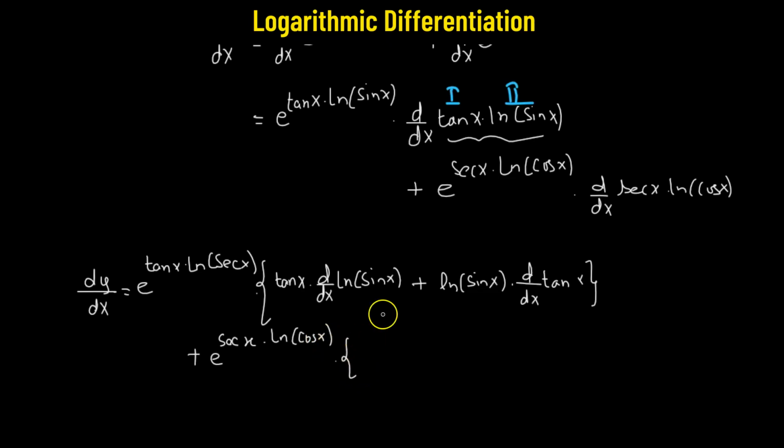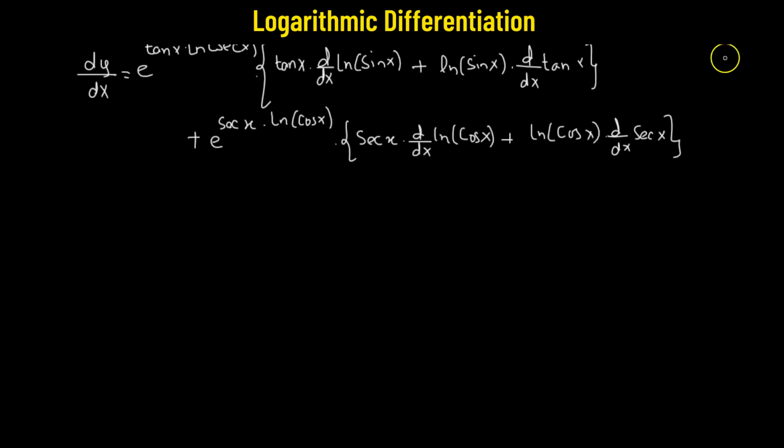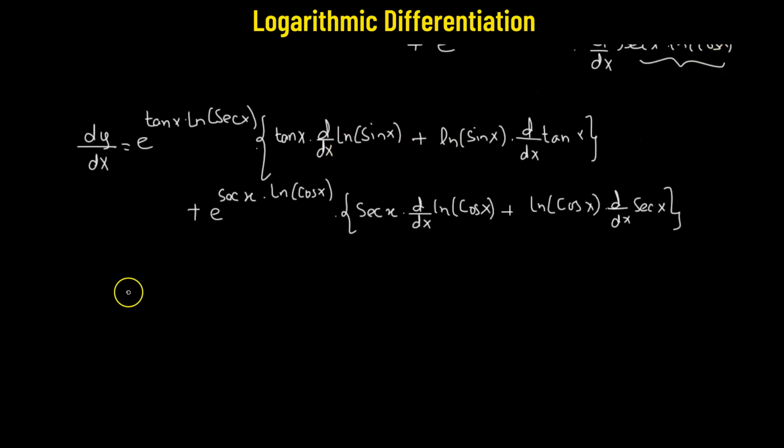This will get multiplied to the derivative of the product of two functions, so we'll use the product rule. So we have secant of x multiplied to the derivative with respect to x of log of cosine of x, plus log of cosine of x multiplied to the derivative with respect to x of secant of x. Right. Which is going to give us e raised to the power of tangent of x multiplied to log of secant of x, whole multiplied to tangent of x.